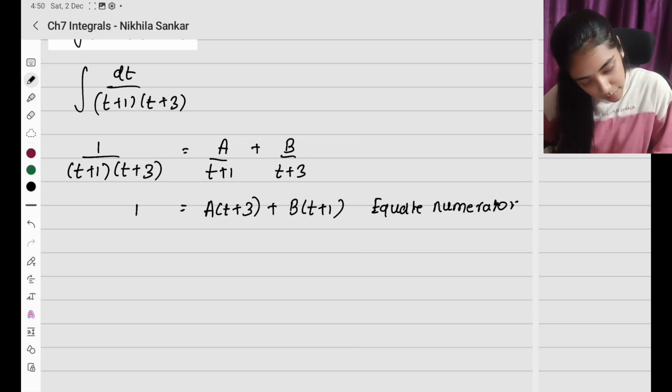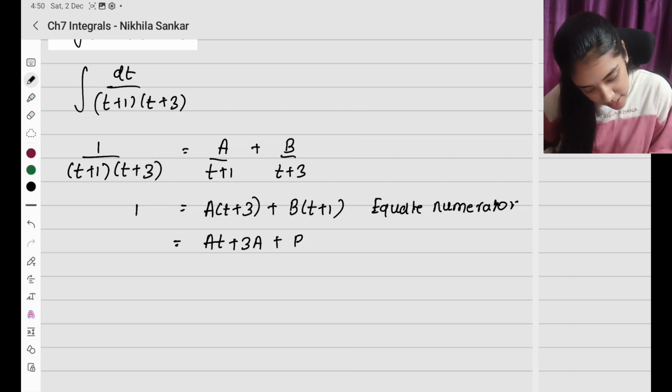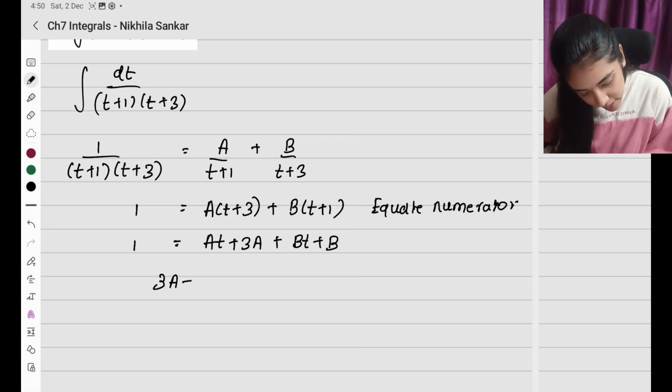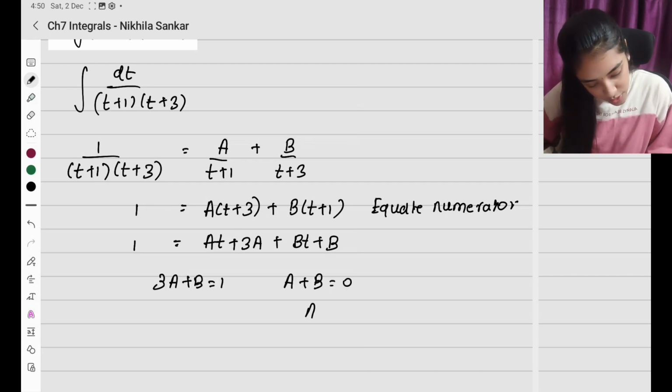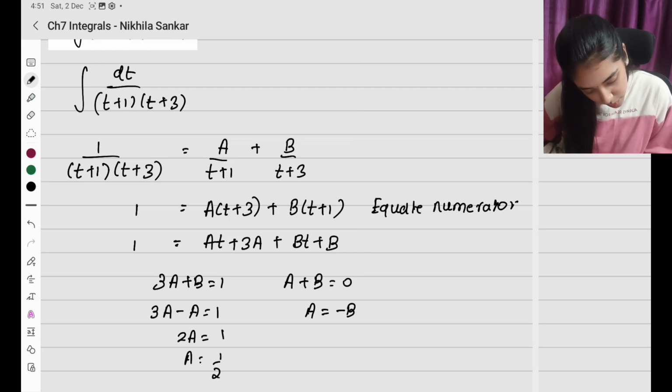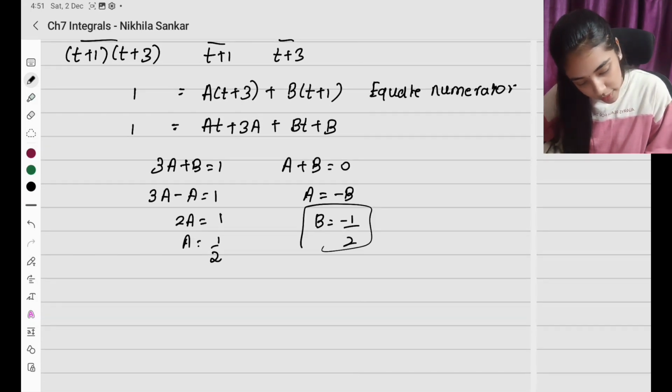When I multiply inside, at plus 3a plus bt plus b equals 1. So the constant is 3a plus b equals 1, and the coefficient of t is a plus b equals 0. So a equals minus b, or b equals minus a. So 3a minus a equals 1, 2a equals 1, a equals 1 by 2. So b equals minus 1 divided by 2. So I found the values for a and b.